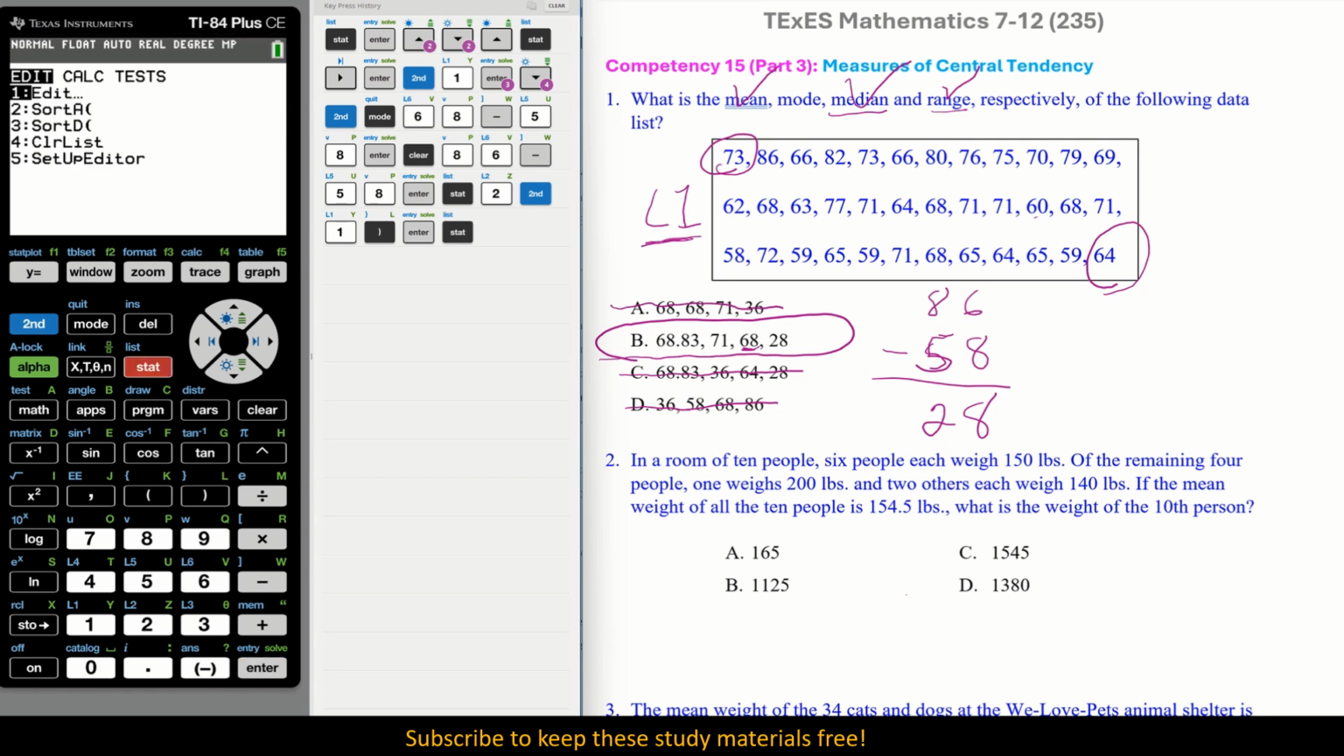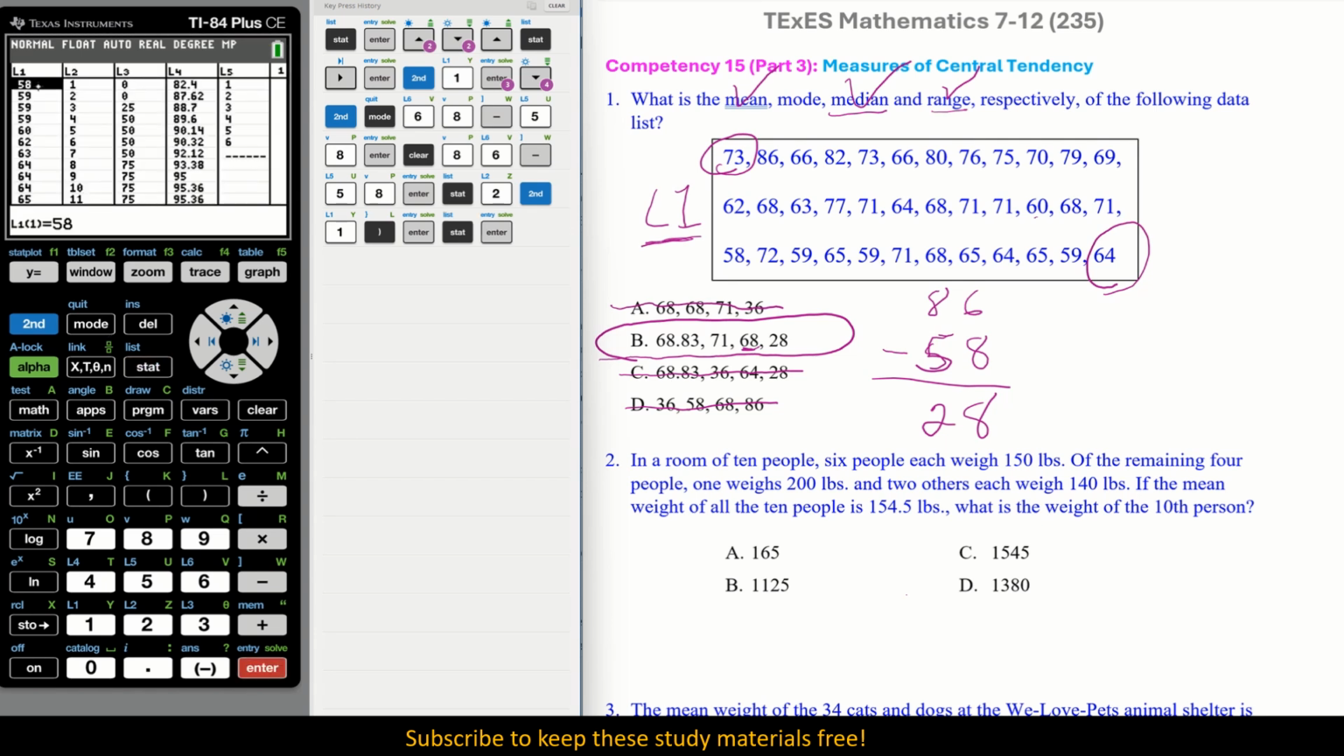So go back to our stat, go to our number 1. Now, see what it's done? We have our minimum there first. It has ordered the entire list for us. Okay. So now we go down and we look for what mode we have. Mode is the number that is seen the most. How many have we seen the most?